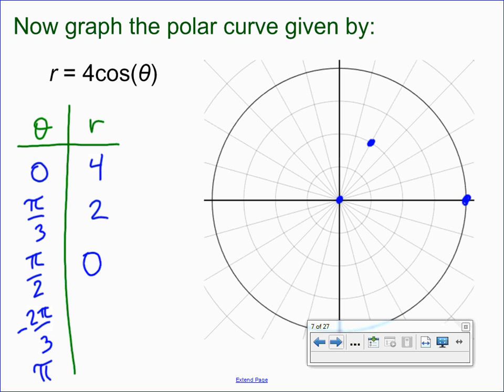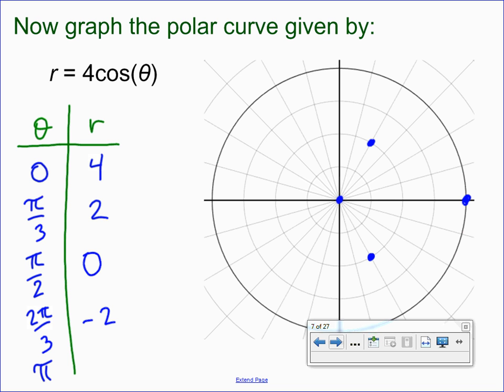Yes? 2 pi over 3, cosine is negative 1/2 times 4 is negative 2. Can I go negative 2 in the 2 pi over 3 direction? 2 pi over 3 would be here. Negative 2 would be along this ray in the opposite direction and be there.